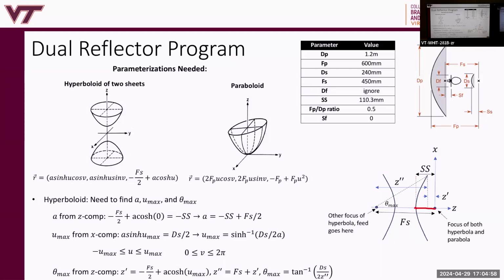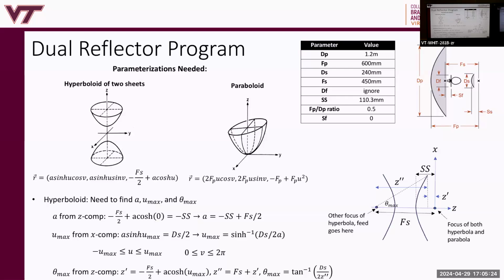This is the distance along the z-axis. So how do we find that? We take the z component of the parameterization and evaluate it at u equal to 0. u equal to 0 puts you at the vertex of the hyperboloid. So here's the z component of the parameterization with u equal to 0. That has to equal minus SS, because this distance here is along the minus z-axis.